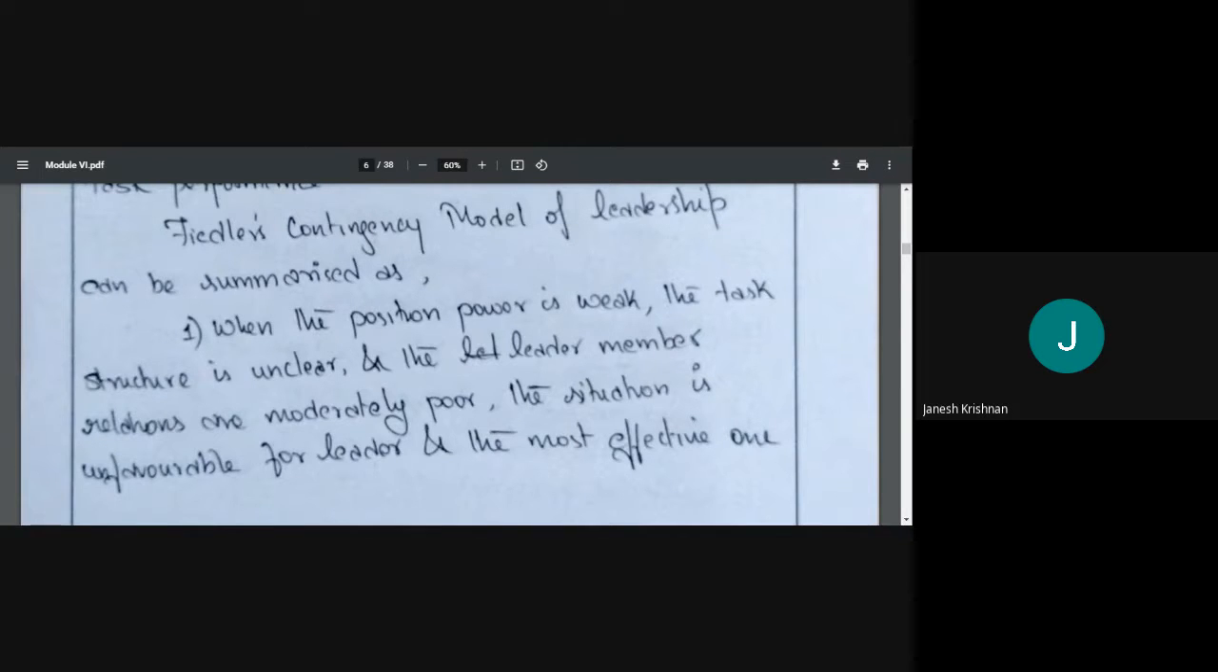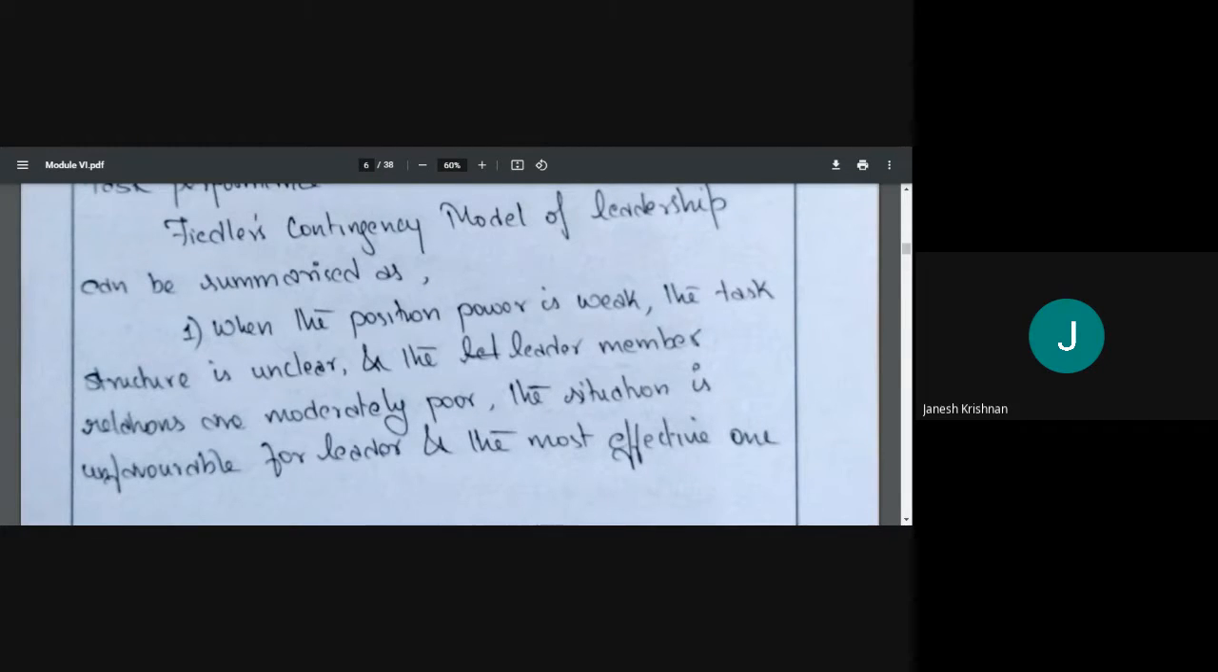What is the condition here? Here, the position power is weak, so the leader does not have much power. The task structure is unclear. What task has to be done is also not clear. It's our first case. Okay, prepare your pen. And the leader-member relations are also poor, or moderately poor. So there is no good relationship. All three dimensions are weak in this case.